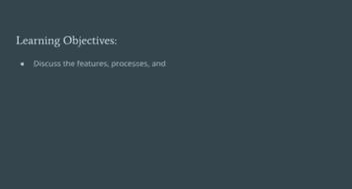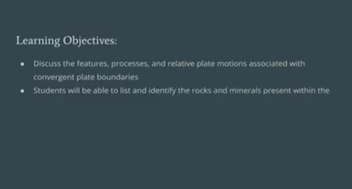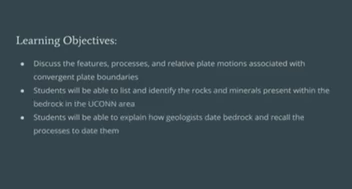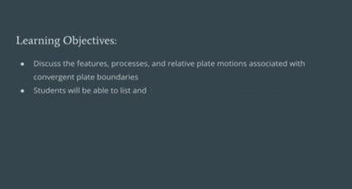After watching, you should be able to discuss the features, processes, and relative plate motions associated with convergent plate boundaries, be able to list and identify the rocks and minerals present within the bedrock in the UConn area, and be able to explain how geologists date bedrock and recall the processes to date them. By understanding these ideas, students will have a much better understanding of the local history surrounding UConn.